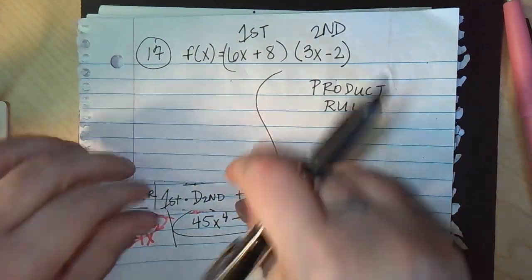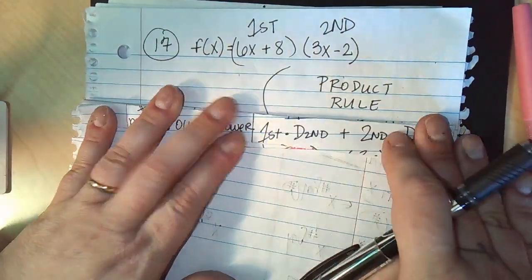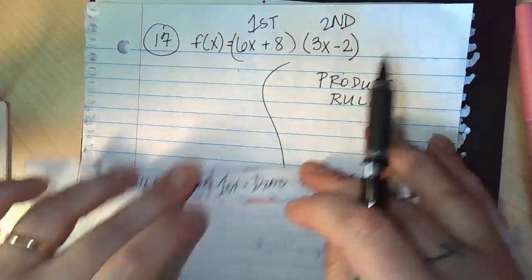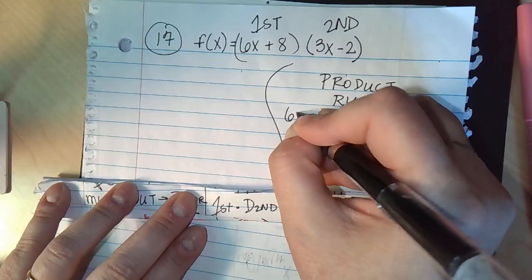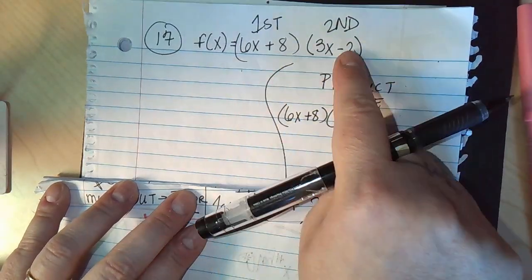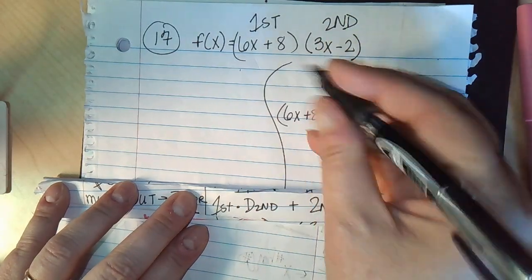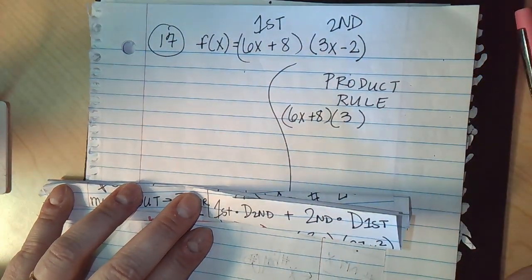Here it is right here, okay. The product rule. It says first, 6x plus 8, put it in parentheses, times the derivative of the second, 3x minus 2. The 2 gets scratched out, 3x just goes to 3.